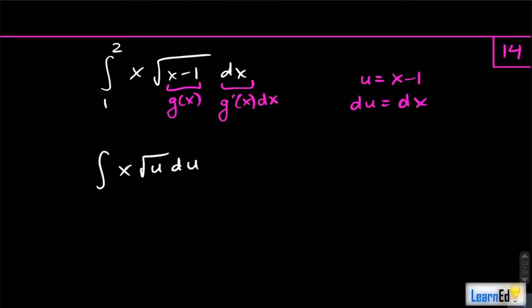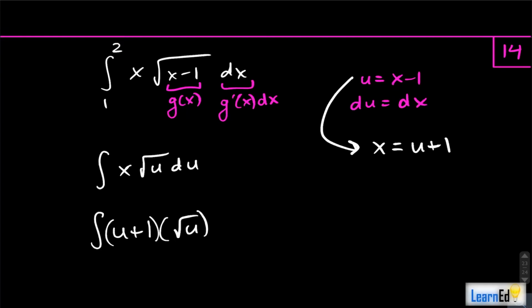How we do this is just by taking this u equation and solving for x. That's why I call it a reverse sub, because we're kind of saying x equals instead of u equals, right? So we're saying x now equals u plus 1. And we plug that in. So we get now the integral of u plus 1 times root u du.